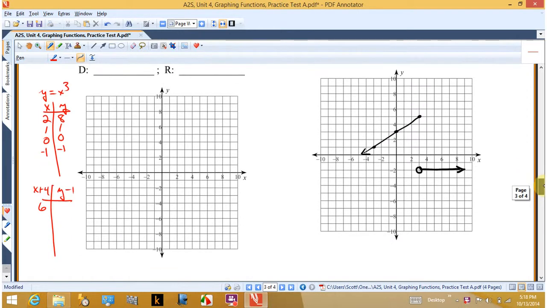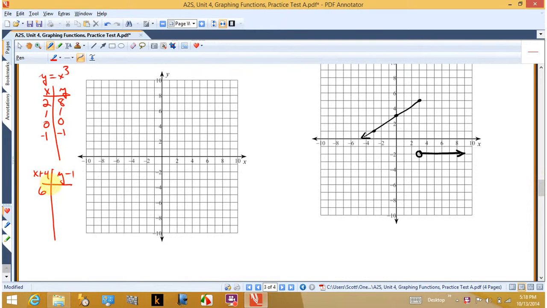Okay, so let's go ahead. If I put 2 in, I get 6. If I put this 8 in, I get 8 minus 1. That's 7. Putting the 1 in for x, I get 1 plus 4 is 5. Putting this 1 in for the y value, I get 1 minus 1 is 0. Putting 0 in for x, 0 plus 4 is 4. Putting the 0 into the y, I get 0 minus 1, it's a negative 1. Putting a negative 1 in, I get negative 1 plus 4 is 3. Putting a negative 1 in for this y, I get negative 1 minus 1, I get a negative 2.